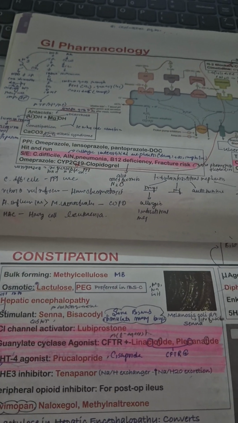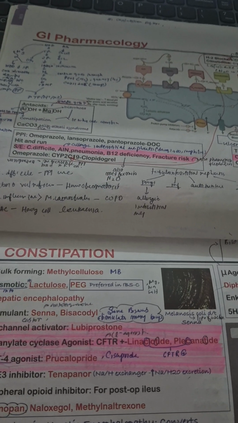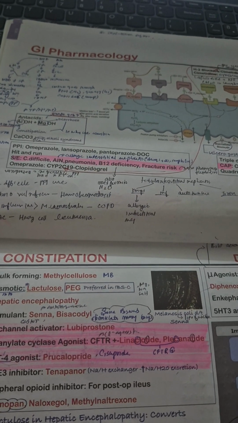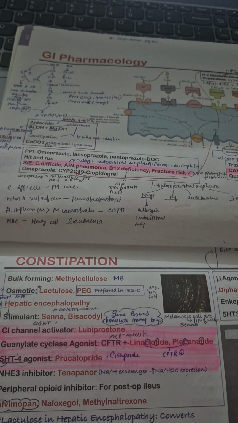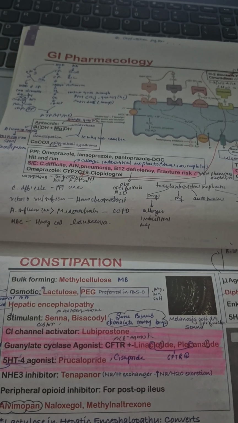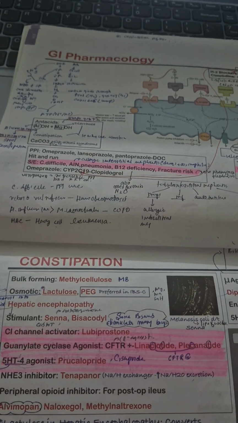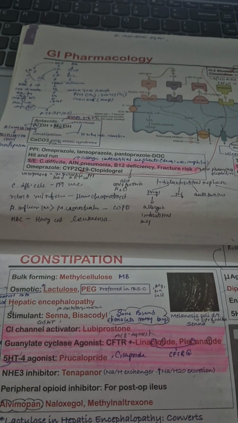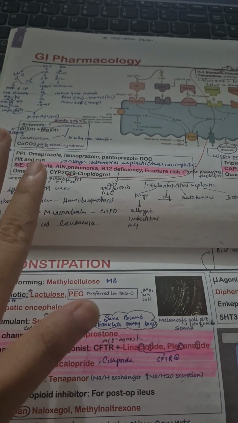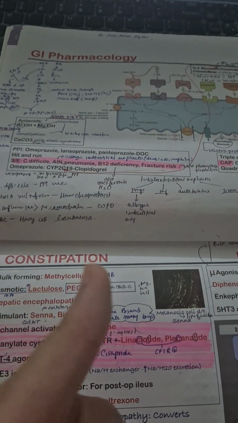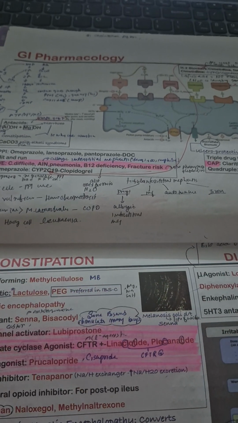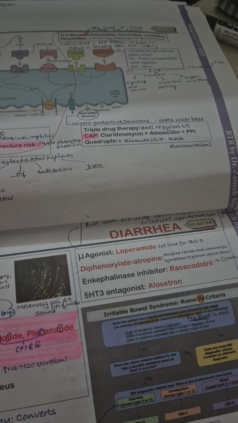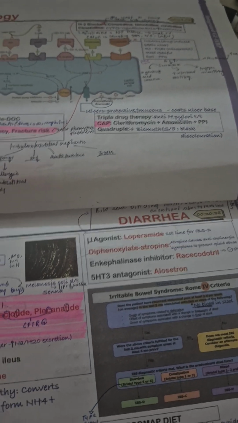Okay, so side effects of PPI: it will cause Clostridium difficile infection, gastric atrophy, pernicious anemia, vitamin B12 deficiency, fracture risk, and allergic interstitial nephritis and pneumonia. Some correlations: vitamin B12 deficiency is also shown by metformin and nitrous oxide, fracture risk is also shown by phenytoin and gliflozin. Triple therapy is CAP: clarithromycin, amoxicillin and PPI.